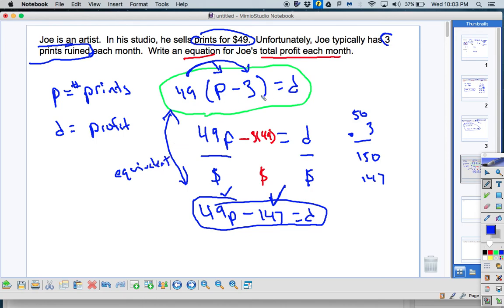Okay, so here's 2 different ways to write the same equation. One with parentheses, 49 parentheses P minus 3 is equal to D. And the other one without is 49P minus 147 is equal to D. Either one is correct, and you should be able to write either equation. So this is an example when something is being lost. You could do the same thing if you add something instead of losing it. Maybe Joe typically has 3 prints additionally donated to him, so then we could add 3. But more typically is something gets removed in a real life scenario.